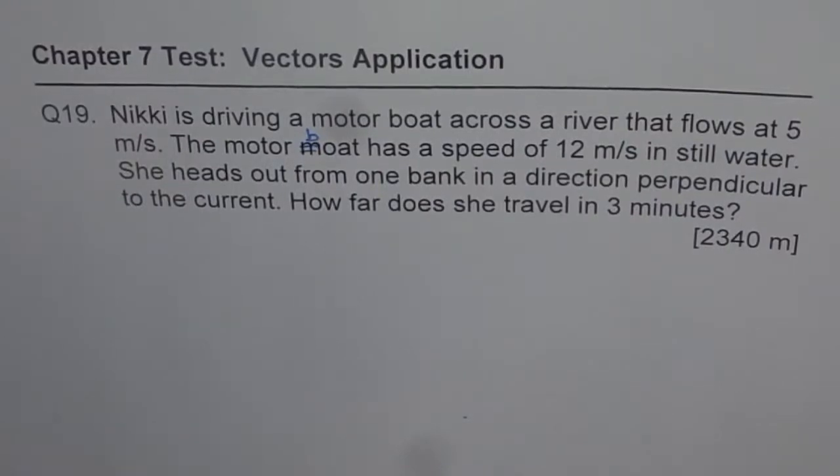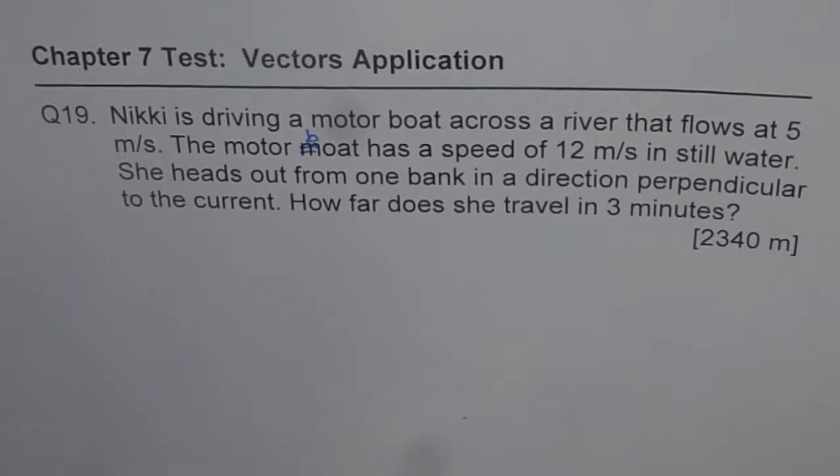Here is the solution for question 19. Nikki is driving a motorboat across a river that flows at 5 meters per second. The motorboat has a speed of 12 meters per second in still water. She heads out from one bank in the direction perpendicular to the current. How far does she travel in 3 minutes?